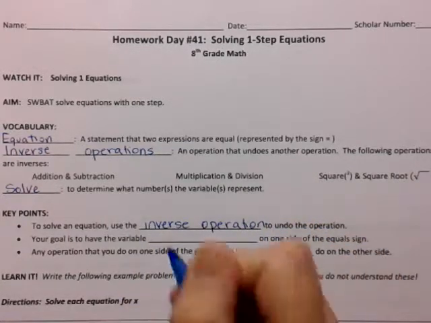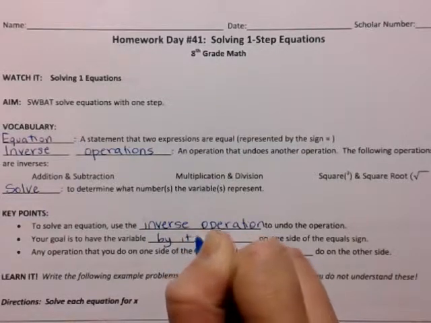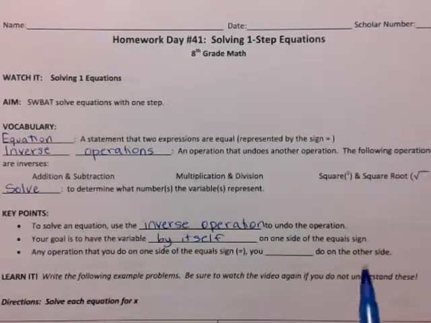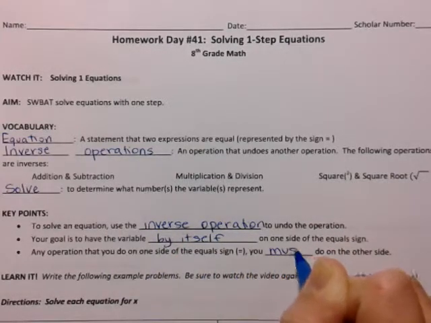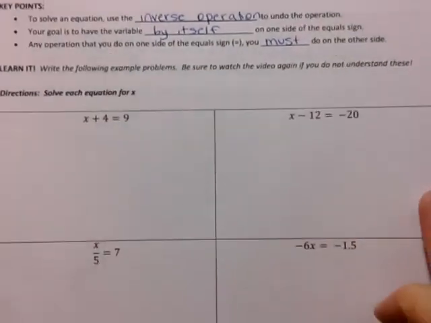Your goal is to have the variable by itself on one side of the equal sign. Any operation that you do to one side of the equal sign, you must do on the other side. Let's look at some examples.